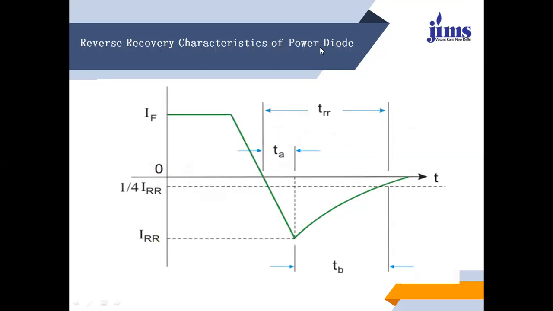This is the reverse recovery characteristic of the power diode. IF stands for the forward current, IRR stands for the reverse recovery current. The power diode has a forward current magnitude that is quite high, and the reverse recovery current is comparable. The reverse recovery time is larger as compared to the forward current timing. The time associated with the movement from forward towards reverse is ta, and the back time is larger as compared to this one.